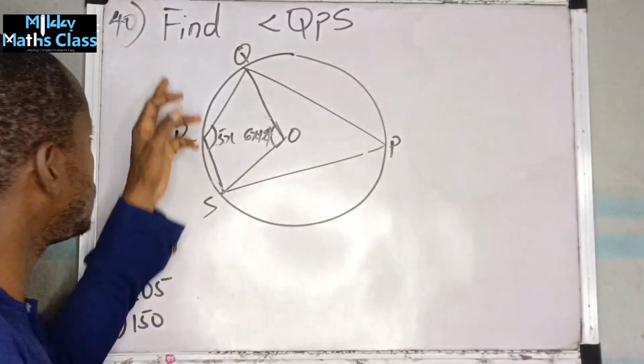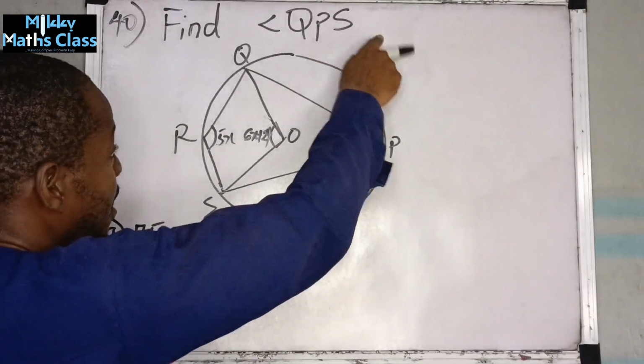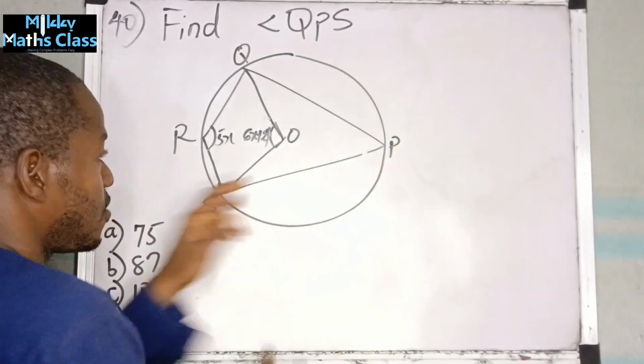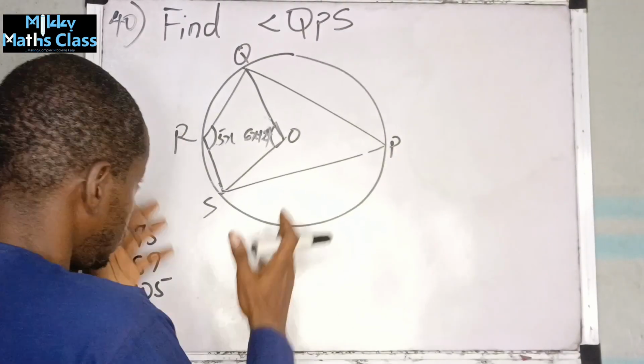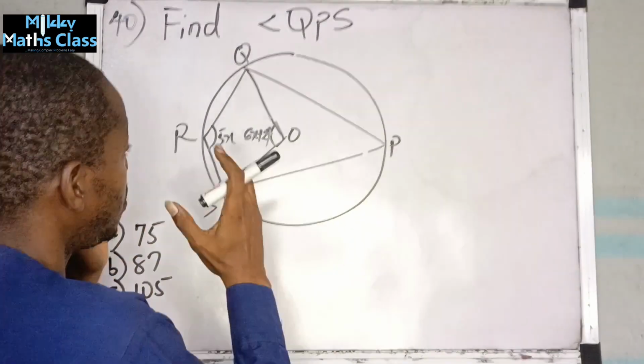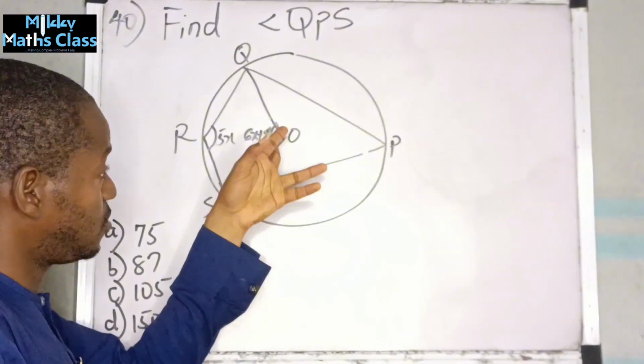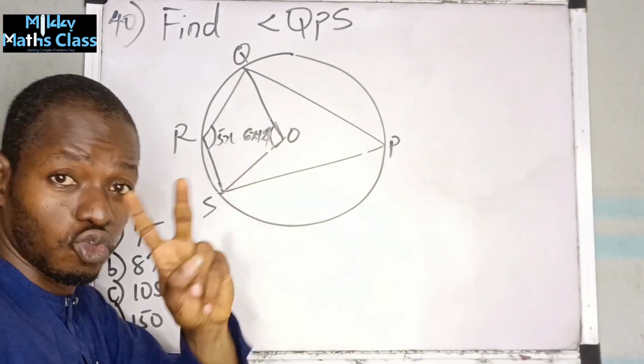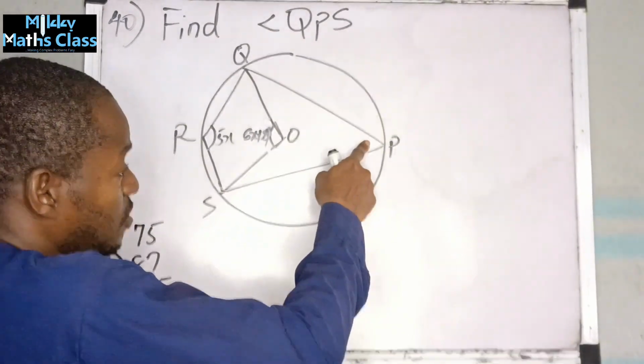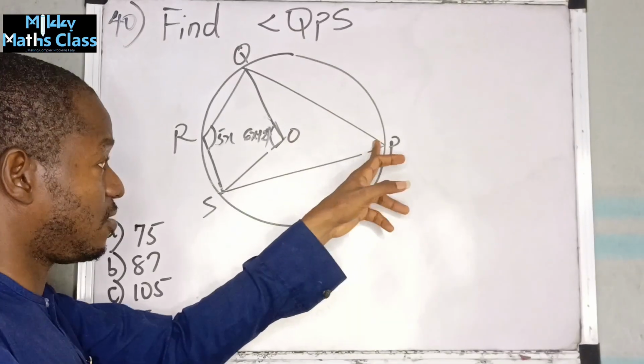All right, let's look at question 40. It says find angle QPS. QPS, that's the angle here. Now, according to circle theory, the angle at the center is twice the angle subtended at the circumference from the same arc.